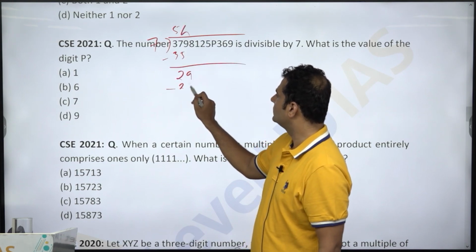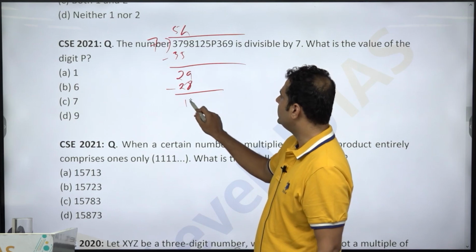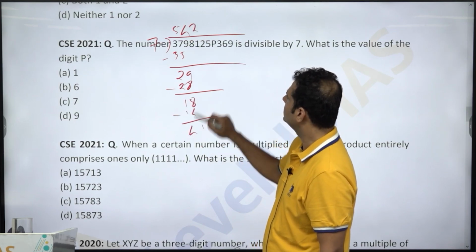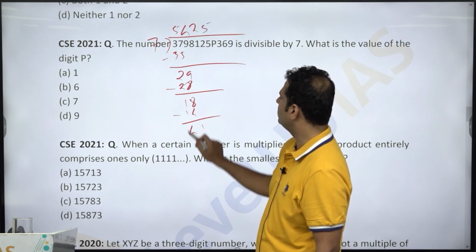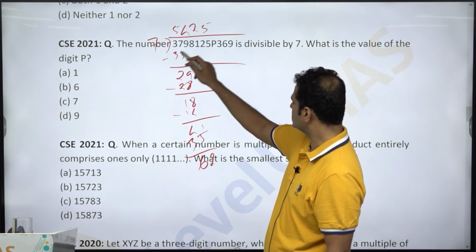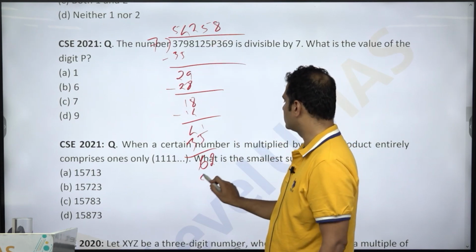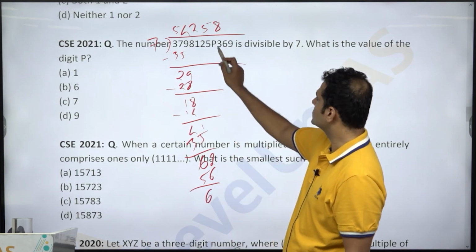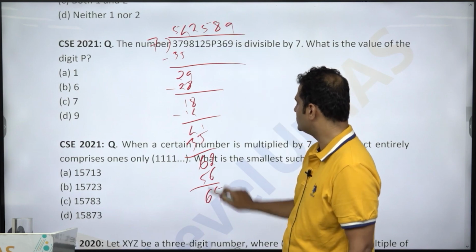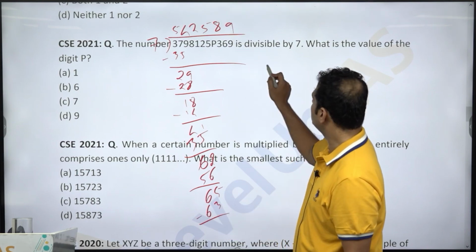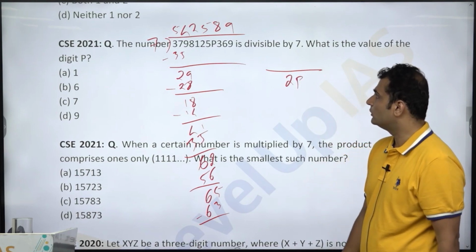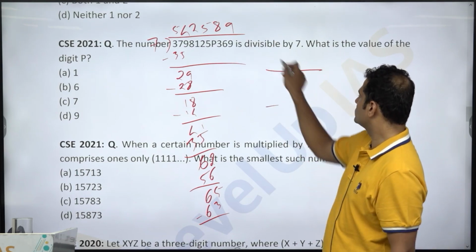7 4s are 28. 1. Then this 8 comes. 7 2s are 14. 4. 1. 7 5s are 35. 6. This 2. Then 7 8s are 56. 65. Then 7 9s are 63. So you will get 2 here, and that p comes here. Fine. Then what do you do? You subtract. Something will come here.